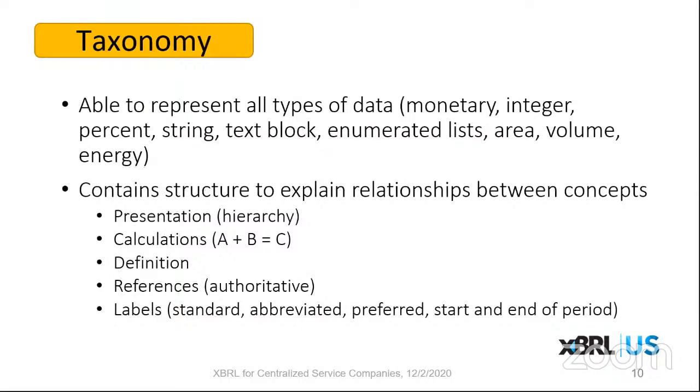So we kind of covered this a little bit, but the taxonomy basically defines what all the data is, what type it is. Is it a monetary item type? Is it a text block? Is it a measure of area or volume or whatever it may be? And it also contains additional structural information about the order in which things will appear in the taxonomy, the calculations, how things will be calculated.